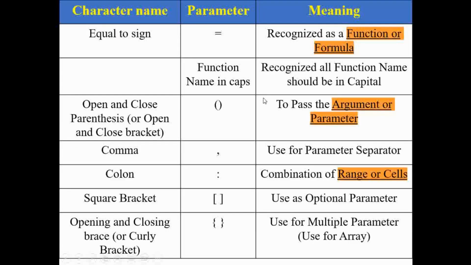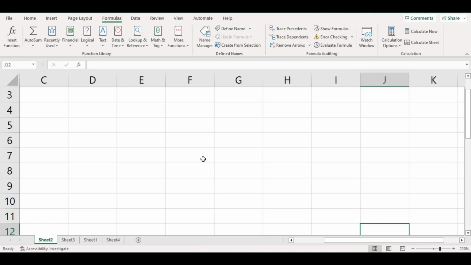Then the next one is square brackets, open square bracket and close square bracket, used as an optional parameter. Generally, if the square bracket is mentioned in the syntax of a particular function, it is considered not compulsory to mention that condition. It is optional, so it is used as an optional parameter. Then opening and closing braces or curly brackets. You can observe here that the use of this bracket is for multiple parameters, or mostly it is used for arrays.